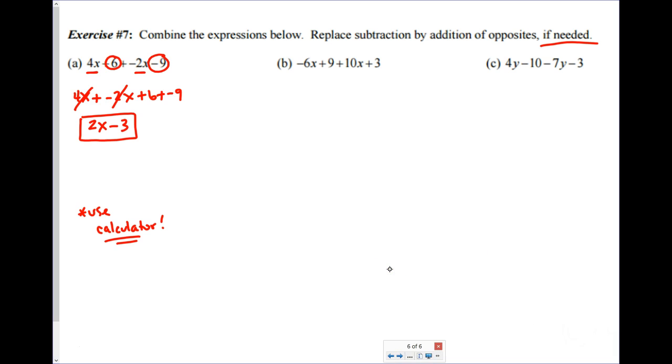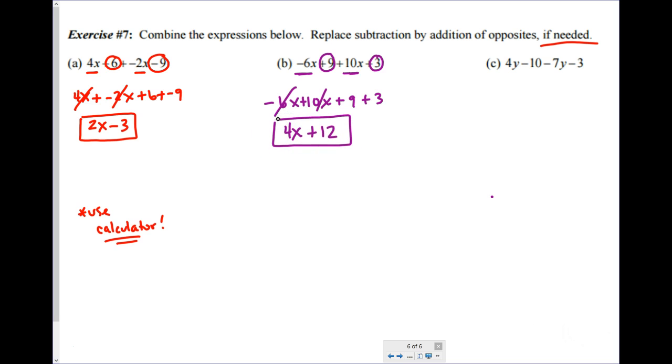Okay, welcome back. Let's take a look. I see negative 6x and 10x can be grouped, so I'm going to say negative 6x plus 10x. I also see a 9 and a 3, so I can say plus 9 and plus 3, and I've grouped my like terms. Negative 6x plus 10x is the same thing as 4x. I can check in my calculator by typing in negative 6 plus 10. I'm going to cross these off when I'm done with them, and then I'm left with 9 plus 3, which is a 12, and that is my final answer.